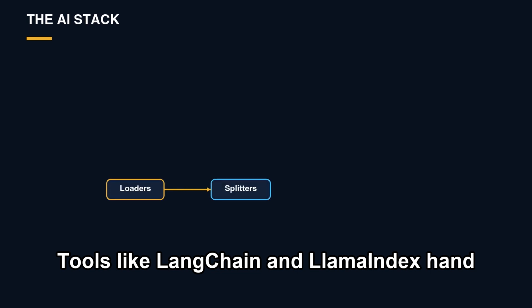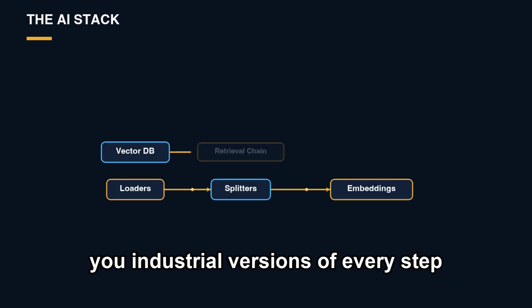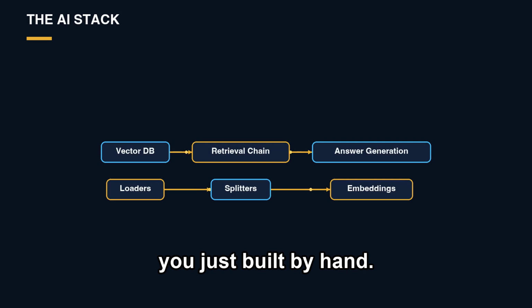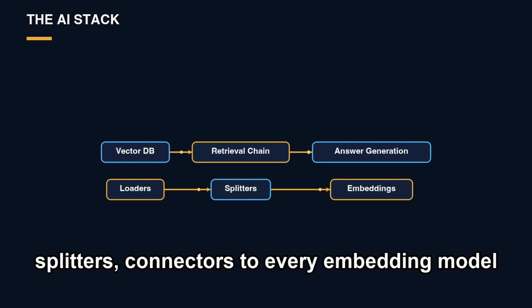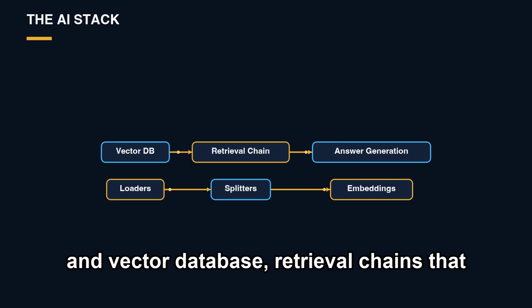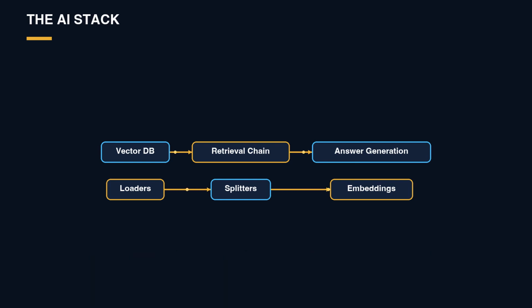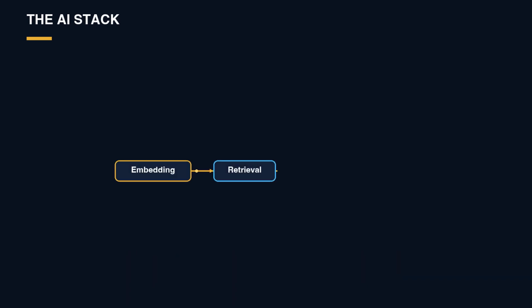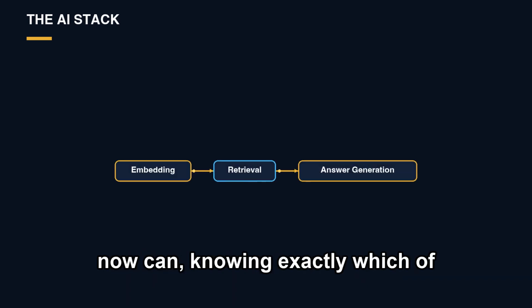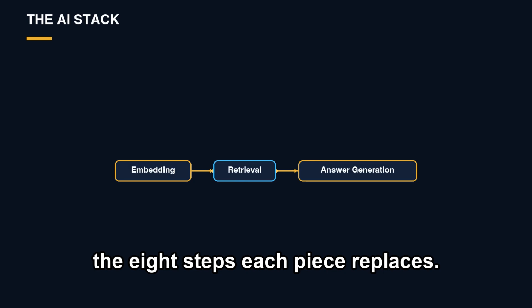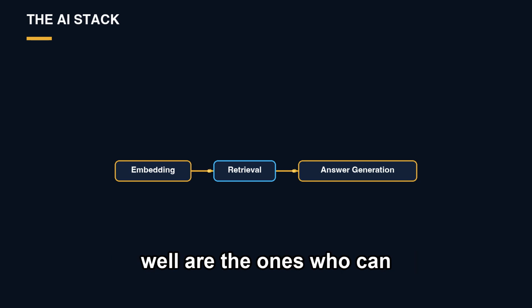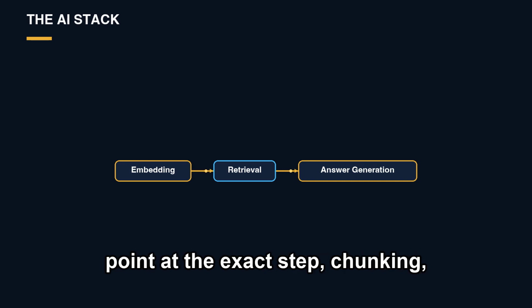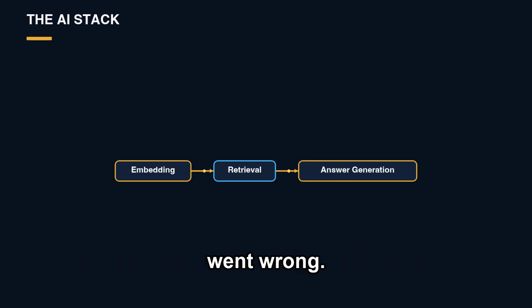Tools like LangChain and Llama Index hand you industrial versions of every step you just built by hand. Loaders for 50 file formats, smarter splitters, connectors to every embedding model and vector database, retrieval chains that wire the flow together. Use them, they are excellent. But use them the way you now can, knowing exactly which of the 8 steps each piece replaces. The engineers who debug RAG systems well are the ones who can point to the exact step, chunking, retrieval, or prompt, where the answer went wrong.